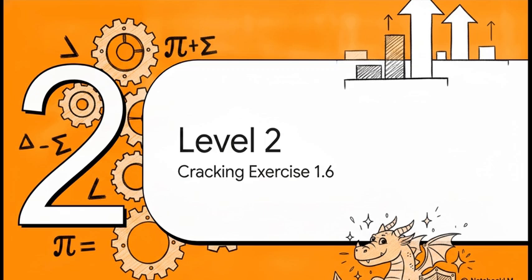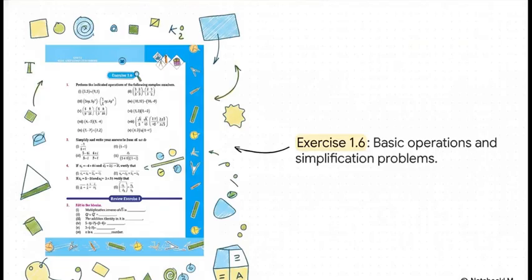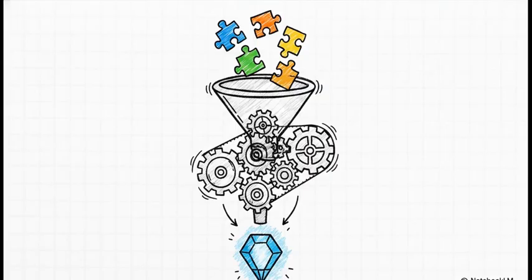Moving right along to level 2, cracking exercise 1.6. Now that we've got the tools, let's put them to work. So, exercise 1.6 is basically packed with these complex operations just begging to be simplified. We're talking addition, subtraction, and yeah, some pretty gnarly looking fractions. But let's zero in on one of the absolute toughest problems in the bunch. Let's see how this plays out when we tackle a really tough division problem.